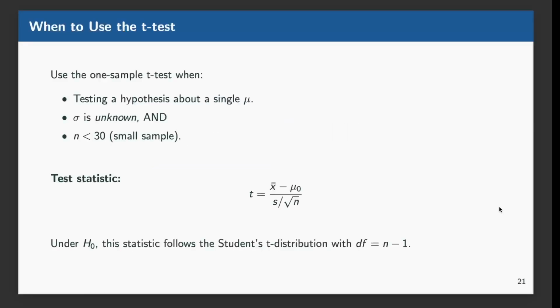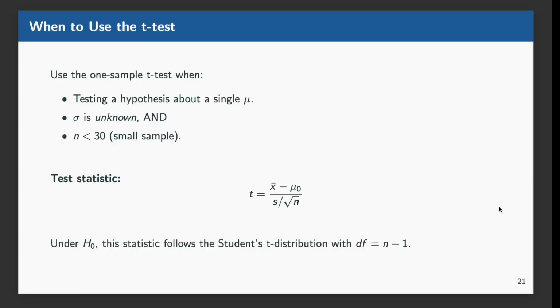The one-sample t-test applies when we are testing a single mu, sigma is unknown, and our sample size is below 30. The test statistic looks almost identical to the z-test formula. T equals x bar minus mu 0, divided by s over the square root of n. We have simply swapped the unknown sigma out for our sample's own s.